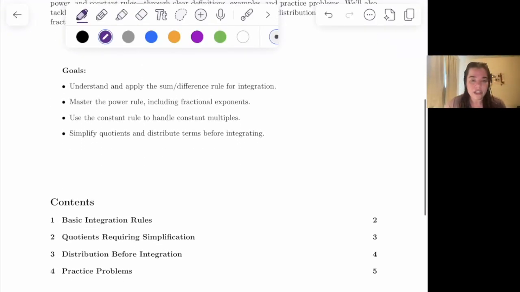Listing out here, you can just see the goals of this topics packet in the table of contents. So hopefully by the end of this, you have a better feeling for the sum and difference rule, what it's saying, how to manipulate algebraically before integrating using some of these basic rules, and then start working on that power rule, which is a big rule that you'll be using from here on out in your integral calculus course.